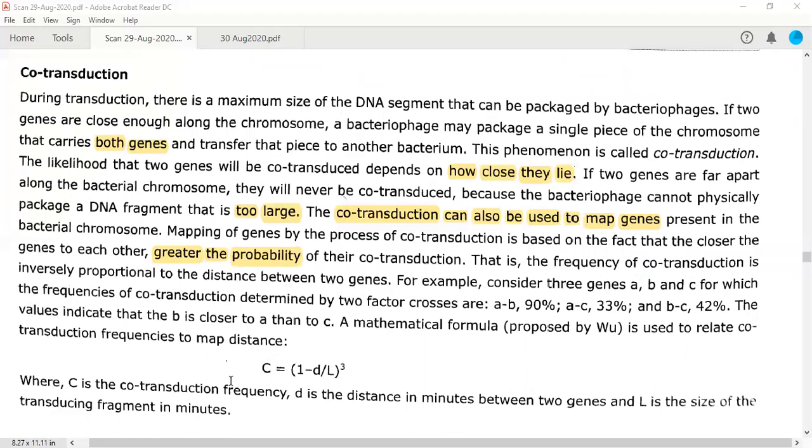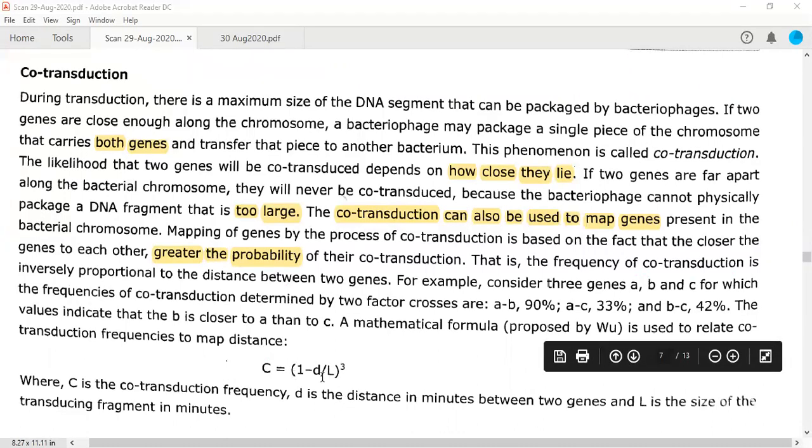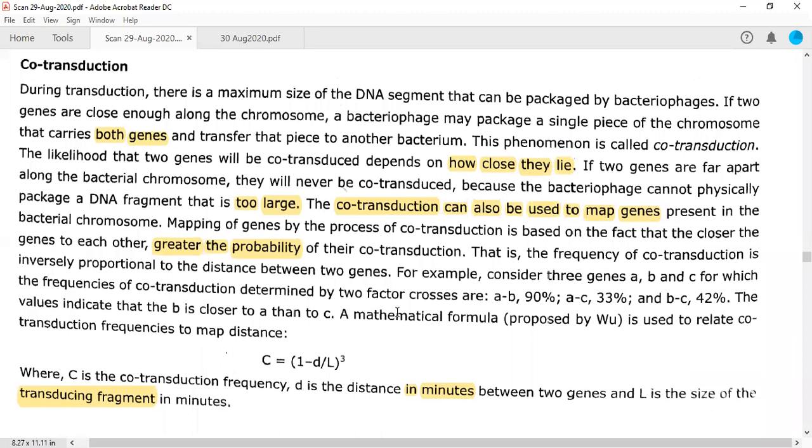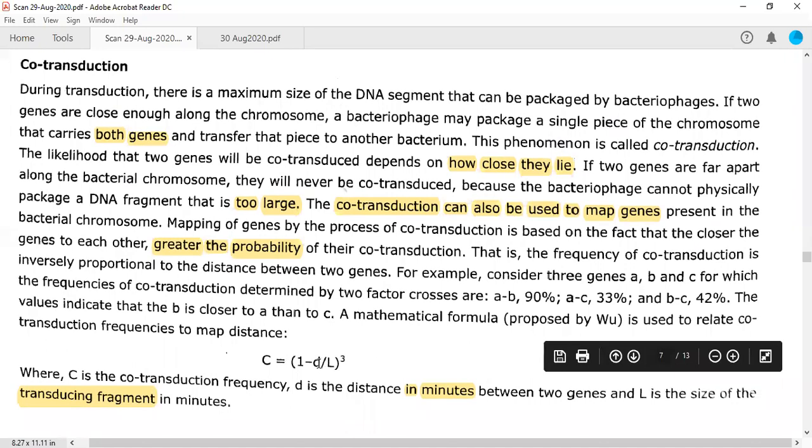Okay. So C is the co-transduction frequency, D is the distance between the two genes, and distance between two genes is actually measured in minutes. L is the size of the transducing fragment. So the fragment which is being transferred from one bacteria to some other bacteria, this is the size of that fragment. You need to do D upon L whole cube. That's how you are able to calculate this frequency in percentage, right? Because both are in minutes, they will cancel each other, and 1 minus this cube will be your frequency.